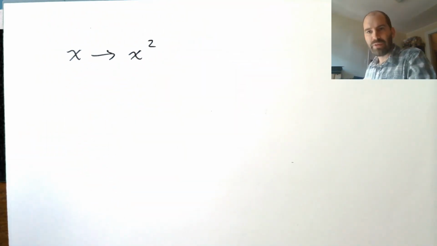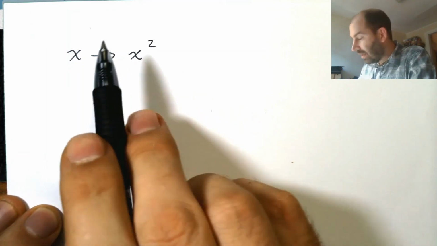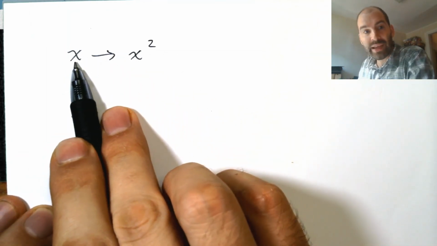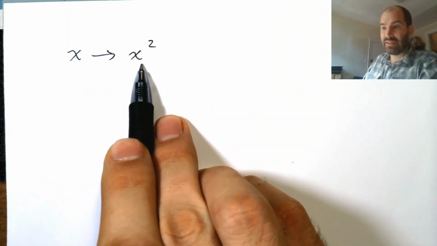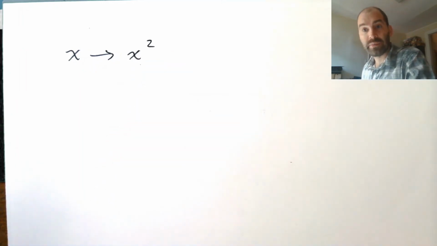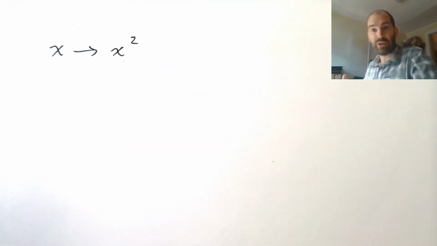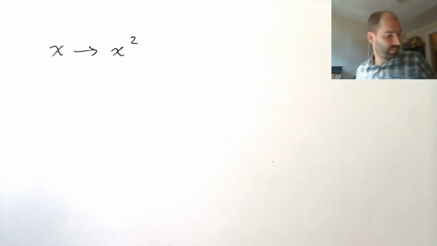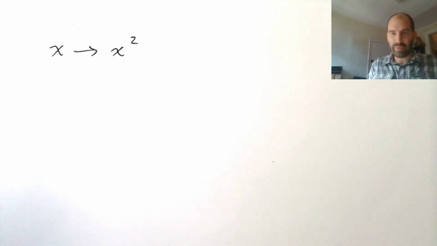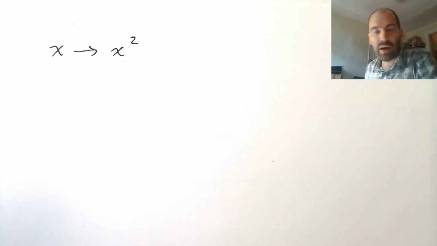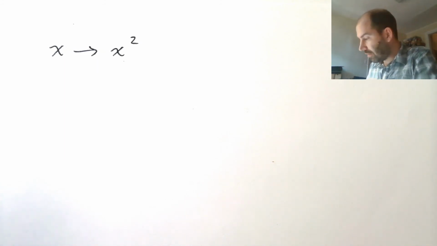So I'm going to describe the function by writing down what it does. It takes a number x, and the output that it assigns to x is x squared. So I've given you a formula for how to transform one number into another, right?